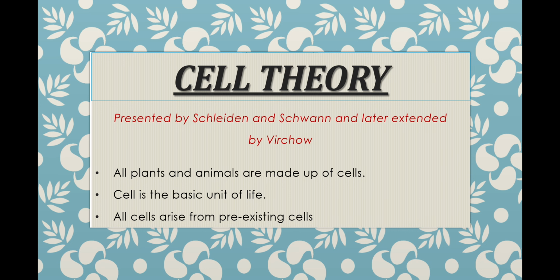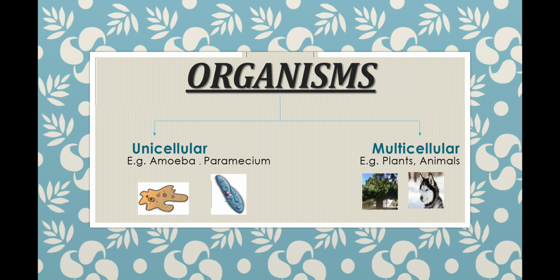Cell theory was presented by Schleiden and Schwann and later extended by Virchow. According to this theory, all the organisms, whether plants or animals, are made up of cells. Cell is a basic unit of life. All cells arise from pre-existing cells.